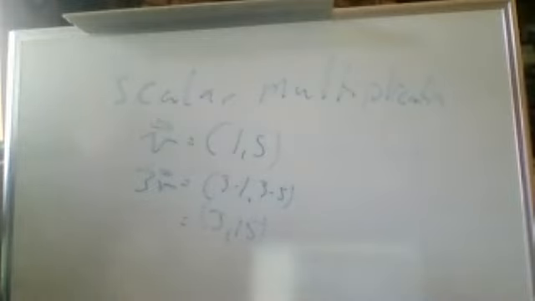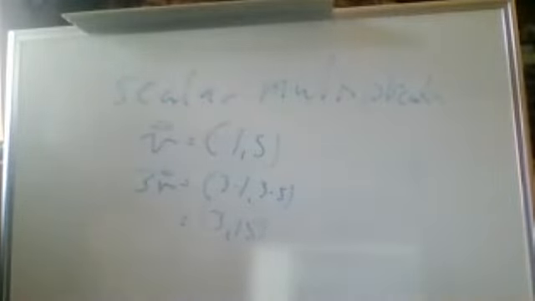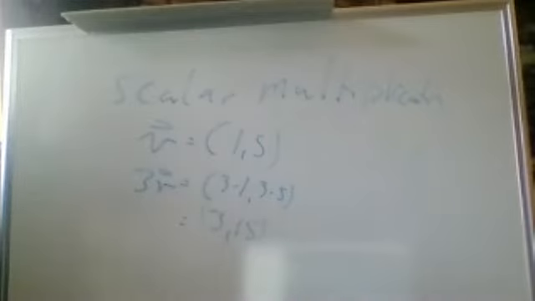And then, of course, that would change the magnitude. So we have the same direction, but we change the magnitude. And whatever the magnitude is of vector V, 3 times vector V should be 3 times that number. So that's called scalar multiplication.